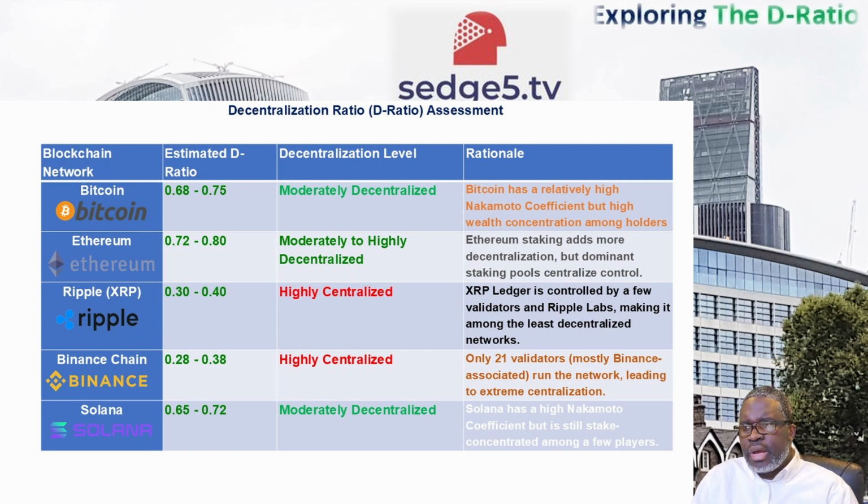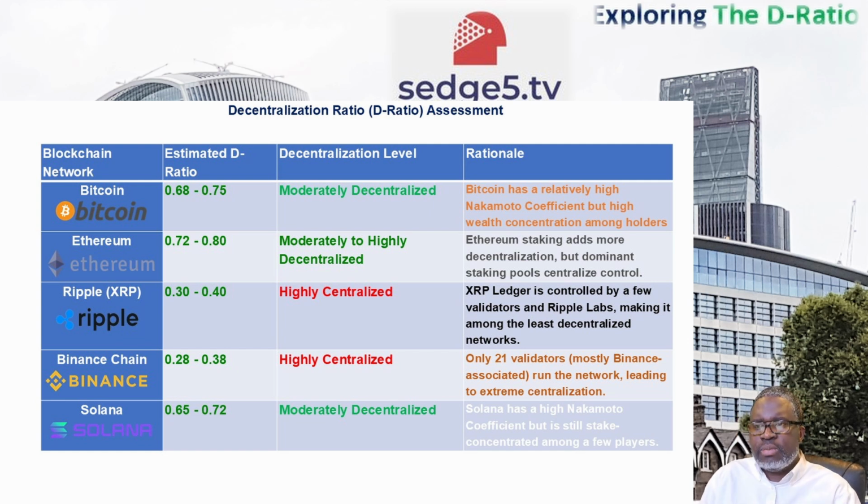Next, you've got Ethereum, which ranges from 0.72 to 0.80. Again, that puts Ethereum within the moderately to highly decentralized range. So Ethereum, in actual fact, is slightly more decentralized than Bitcoin. I know people are throwing their virtual spears and knives at me, but you've got to look at the math. Math says Ethereum is moderately to highly decentralized compared to Bitcoin's moderately decentralized status.